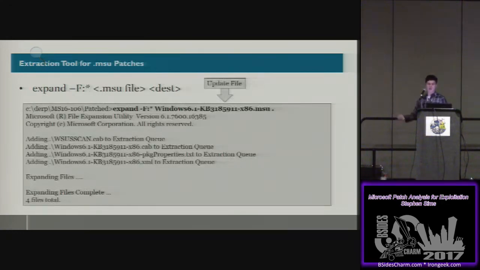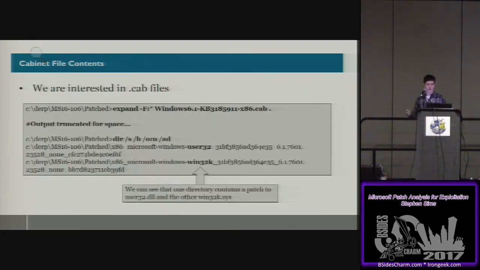Here's the command you would run, expand -F:*, meaning expand everything, and give it the MSU file, and then once you do that, there's a cabinet file. You would have to then do the same extraction method on the cabinet file. So here you can see we're extracting the cabinet one with the expand tool. And we're running a dir to look and see what changes are in there, what directories are in there. And you can see there's one for user32 and one for Win32K. So Win32K is a driver file. It's actually the kernel side of the Windows subsystem. CSRSS.exe would be the userland side. And then we've got user32 updated as well.